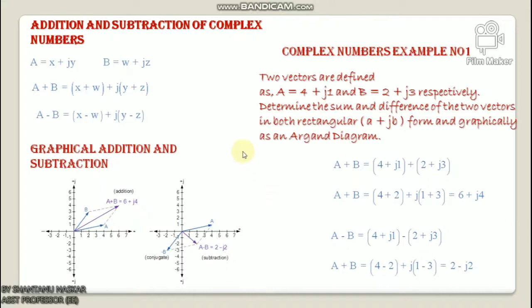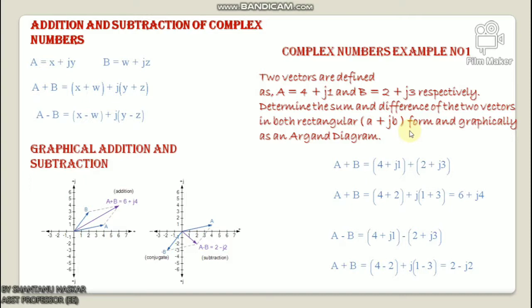So after this, I will discuss the addition and subtraction of complex numbers. The addition or subtraction of complex numbers can be done either mathematically or graphically in rectangular form.